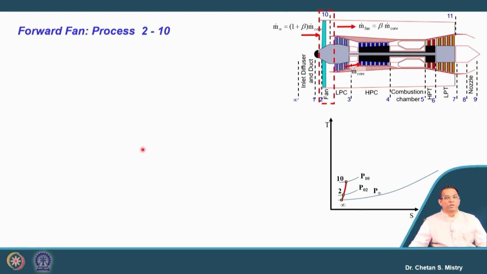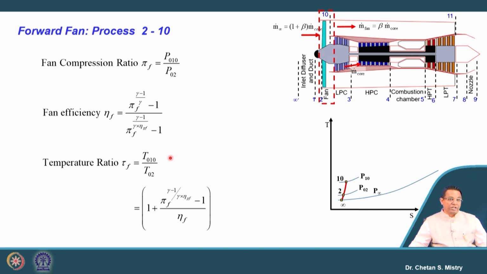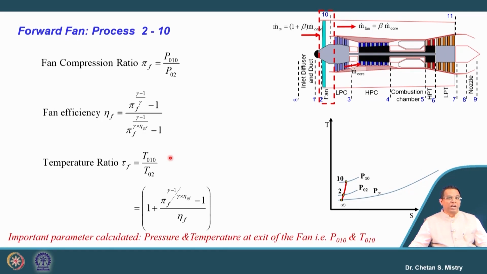Let us move towards the next process. That process is my forward fan. The process is represented by 2 to 10. So, we know what is our fan compression ratio. Based on that fan compression ratio, we can calculate what will be the exit pressure from the fan, it is P010. Same way we have our formula for fan efficiency. Based on that we can calculate what will be our outlet temperature. So, outlet pressure and temperature from the fan, they are of our requirement.